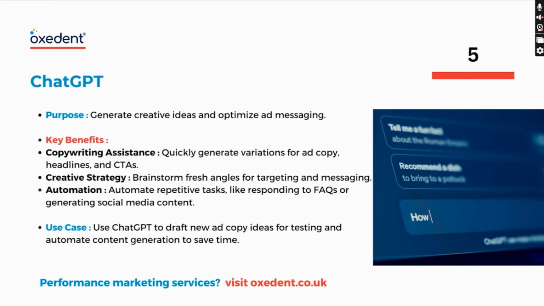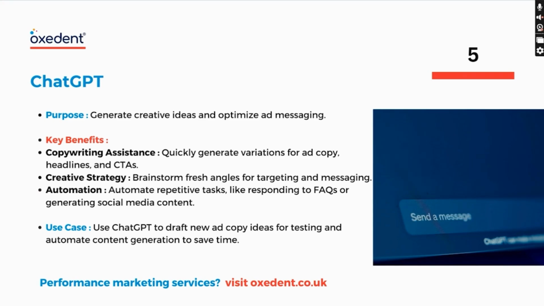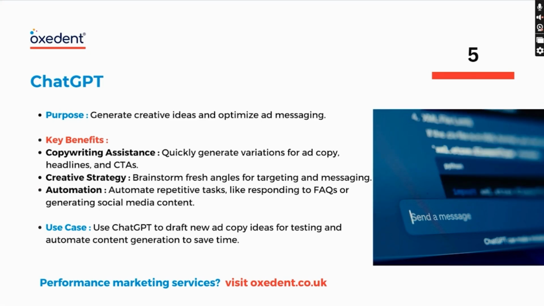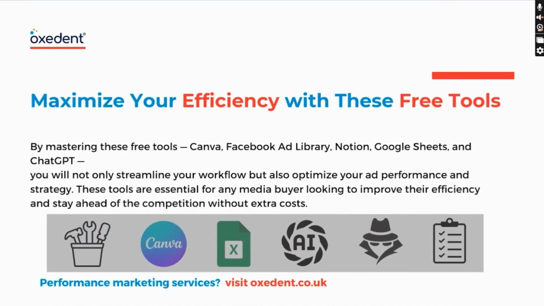Last but definitely not least, ChatGPT. This tool is like your own personal brainstorming buddy. It helps you generate ideas for ad copy, headlines, and even new strategies. You can use it to draft copy variations, A/B test different messages, or come up with new angles for your campaigns. And that's not all. ChatGPT can also help you automate repetitive tasks, saving you tons of time. Need quick copy tweaks or new ideas for targeting? ChatGPT has you covered.